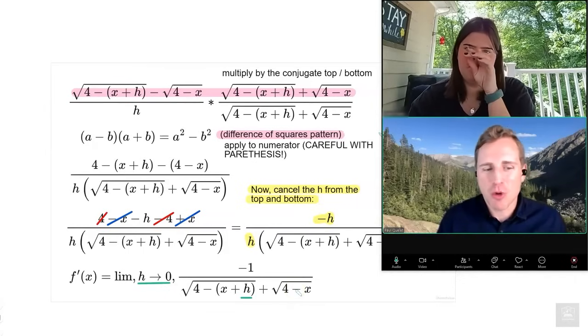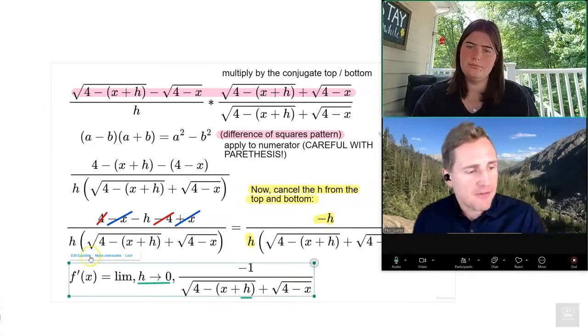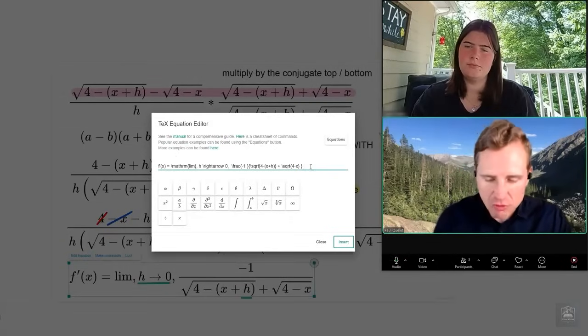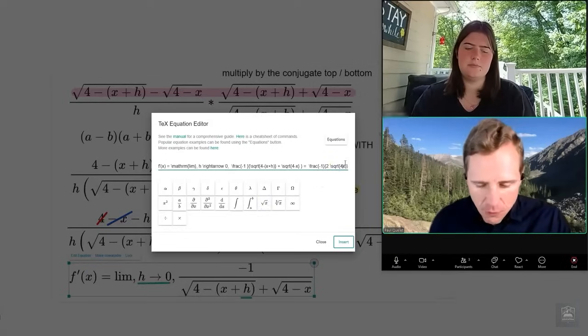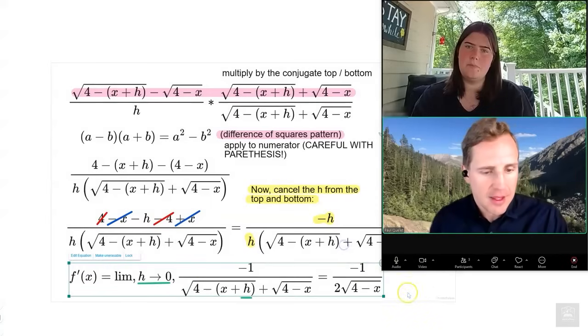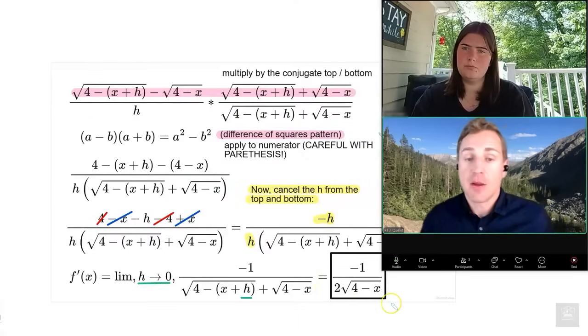So how many of those will there be? 2. So I think there's going to be 2 of them. So I think in the final calculation, we can just write negative 1 over what? Nicely done. 2 square root of 4 minus x. And that would be our derivative by definition. You see how that works?